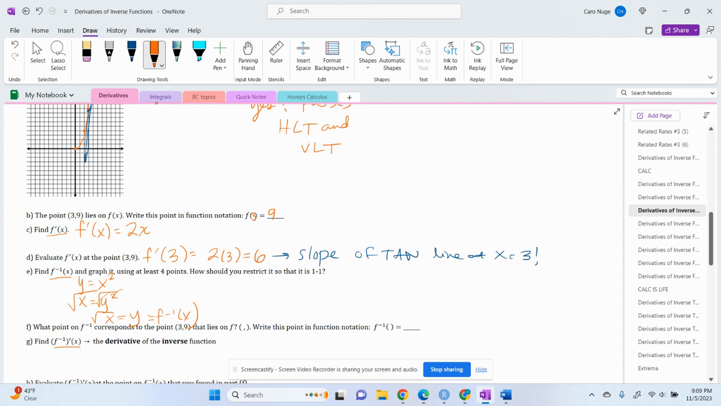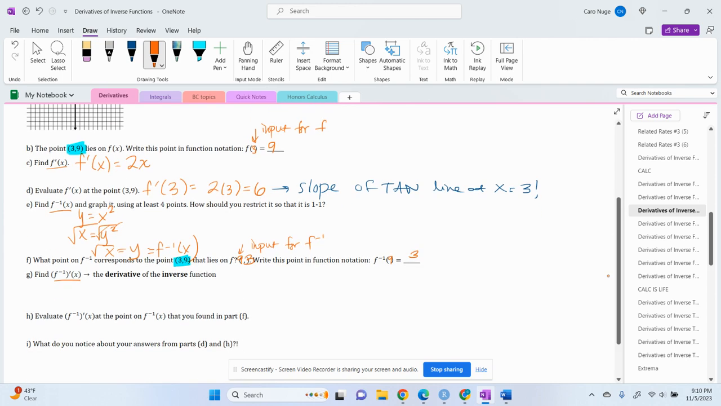All right, what point on the inverse corresponds to the point (3, 9) that lies on f? I didn't really leave myself a lot of space here. But remember, the points swap. So if (3, 9) is on the original function, then on the inverse, it should swap. So we should have the point (9, 3). So 9 is the input for the inverse. Okay, so make sure you're keeping this straight here. 3 is an input for f, and 9 is an input for f to the negative 1. So f inverse of 9 equals 3.